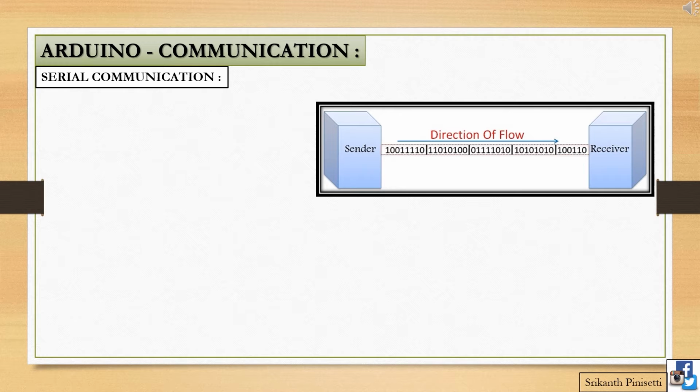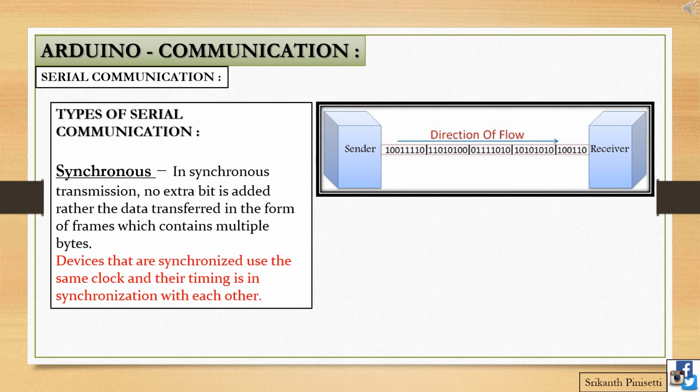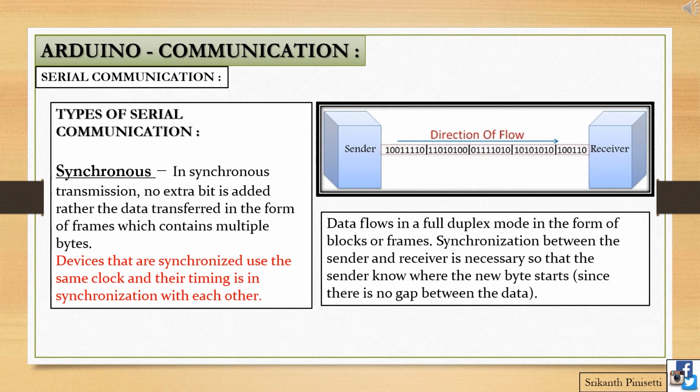In synchronous serial communication, no extra bit is added. Rather, the data is transferred in the form of frames, which contain multiple bytes. Synchronization means the timing of the data transferred is equal to the clock frequency we have given to the circuit. So all the bytes will have the same clock frequency.